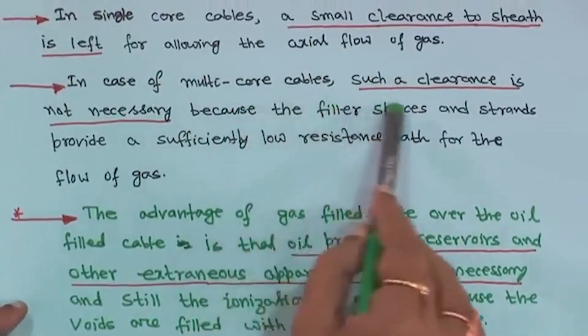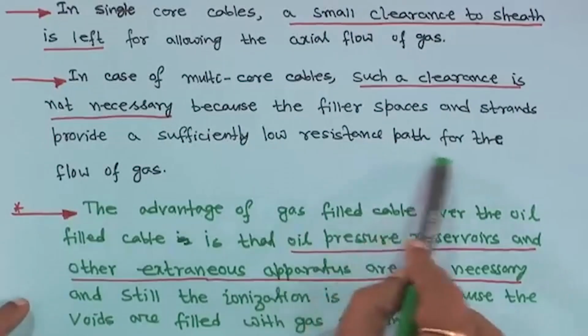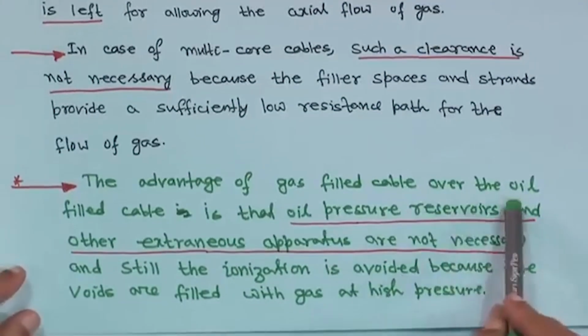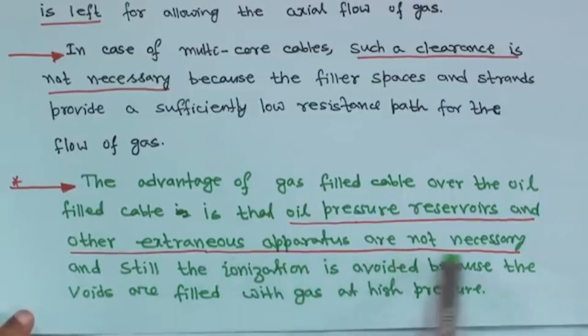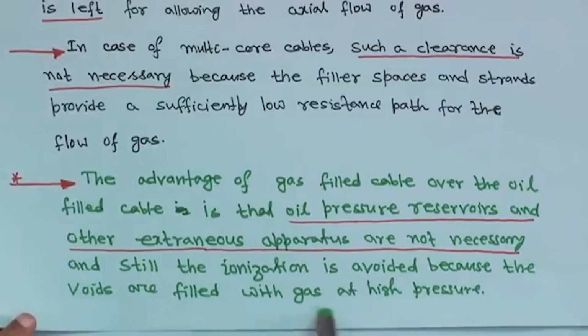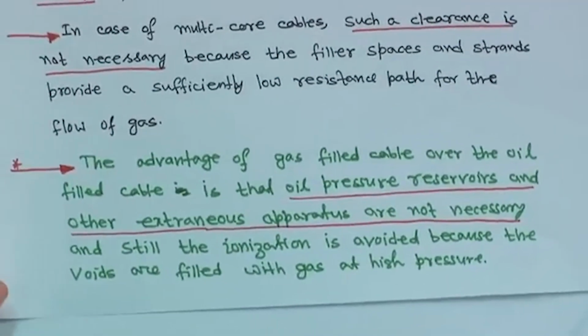In case of multi-core cables, such a clearance is not necessary because the filler spaces and strands provide a sufficiently low resistance path for the flow of gas. The advantage of gas filled cable over the oil filled cable is that oil pressure reservoirs and other extraneous apparatus are not necessary, and still the ionization is avoided because the voids are filled with gas at high pressure. So, if there is any void formation, that void will be filled by the gas at high pressure.